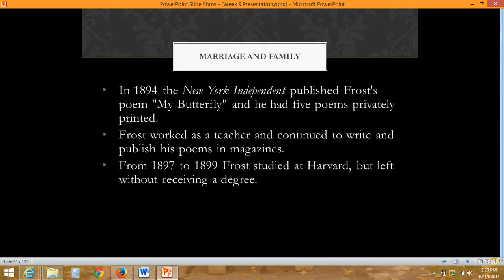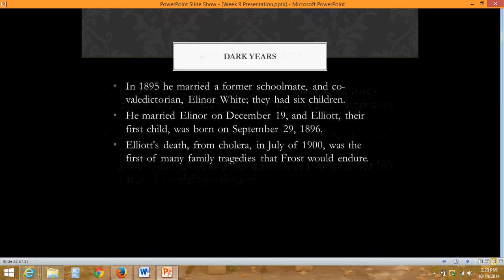So in 1894, in the New York Independent, Frost's first poem was published, called My Butterfly, and he had 5 poems privately printed as well. He worked as a teacher for a long time and continued to write and publish his poems in magazines. From 1897 to 1899, he studied at Harvard, like I said earlier, but left without receiving a degree. So 2 colleges and no degrees. So in 1895, he married Eleanor, his former schoolmate and co-valedictorian, and they had 6 children.